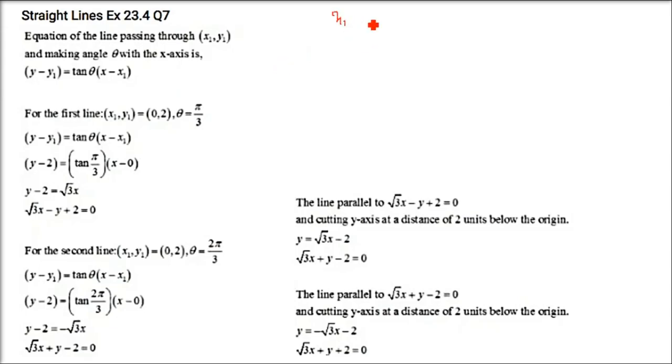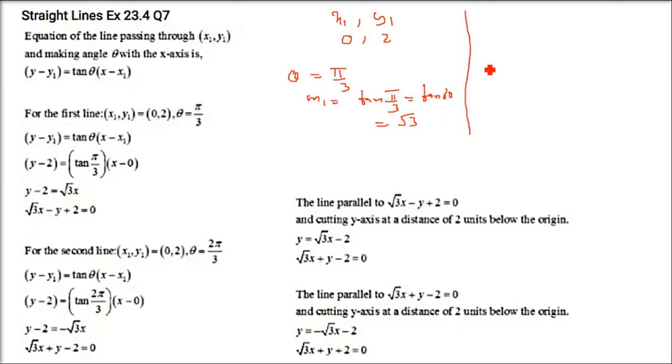So (0, 2), the point is given. x1, y1 is given, these 0 and 2. And then we have making an angle of π/3. So first theta is π/3, and it is from the positive x-axis. m1 you can say tan π/3, tan 60 degree, and tan 60 is √3. Now this is the first case.